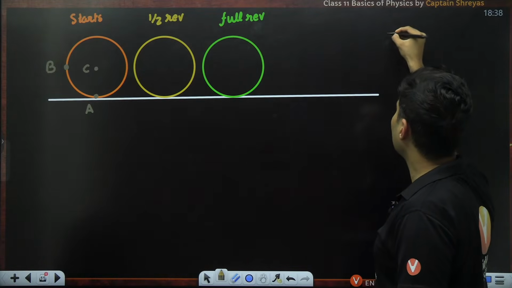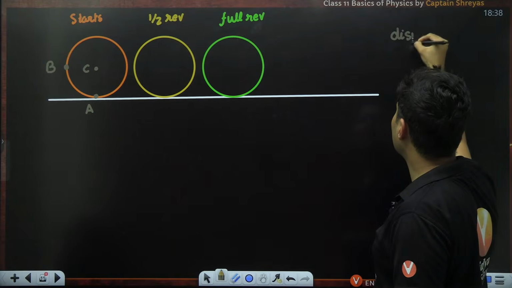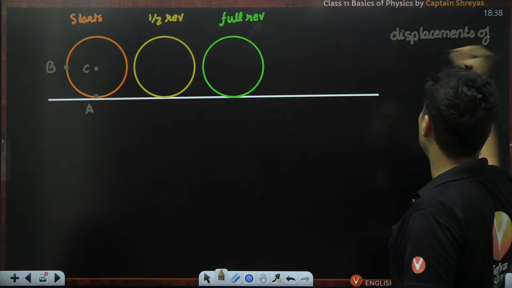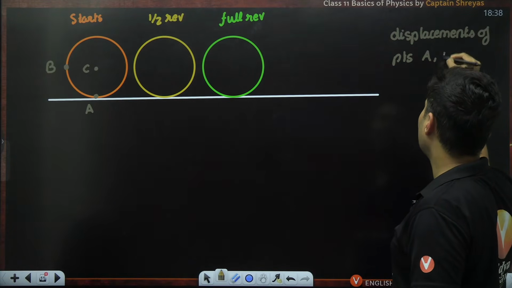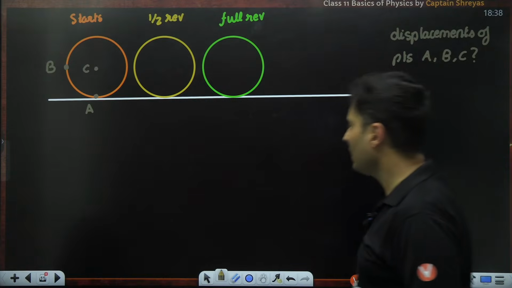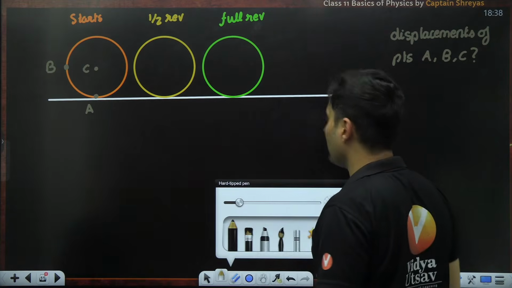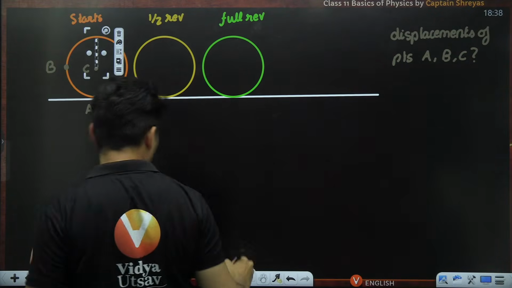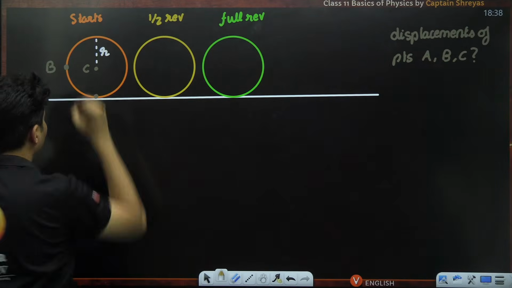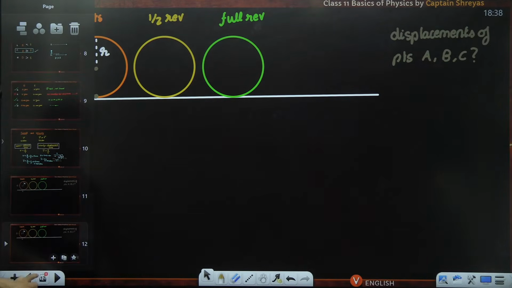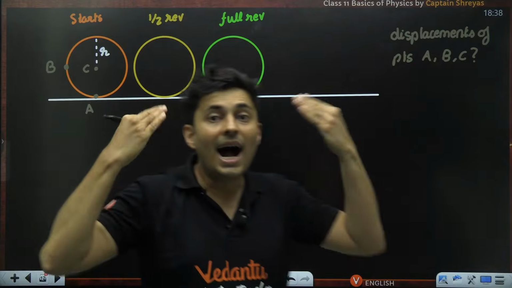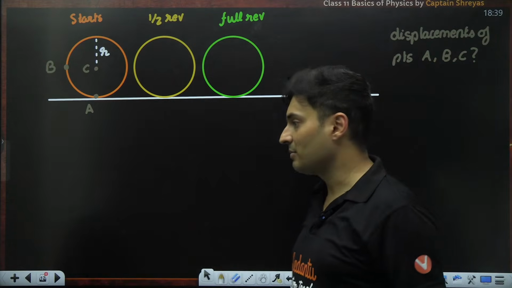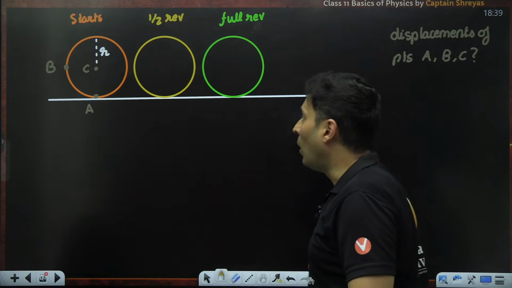All I want you to tell me is how much is the displacement of the points A, B, and C separately, given that the radius of the circle is R. The radius of the circle is basically some R that is given to you. Okay, so think carefully. For half a revolution, how much displacement? For one full revolution, what is the displacement? Okay, so you need to tell all those things.